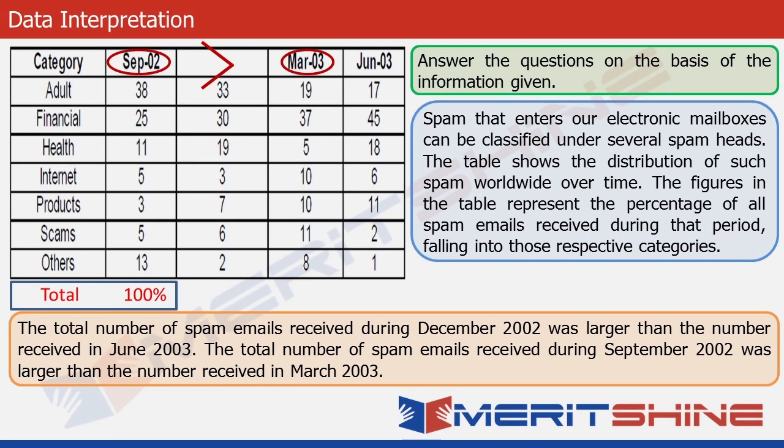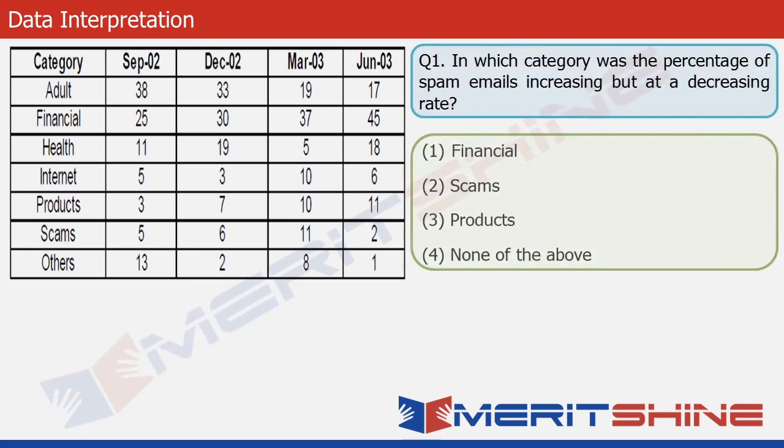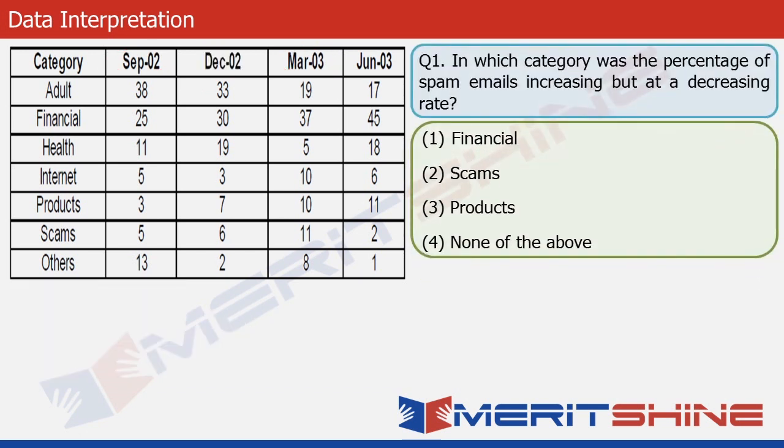Let's proceed to the questions now. The first question asks us to find the category for which the percentage of spam emails is increasing but at a decreasing rate. Now, for a question like this, we should try and go with the options first. The reason is very simple. If we try to calculate it otherwise, we'll have to look at all the 7 or 8 categories given over there. So we look at option 1, financial.